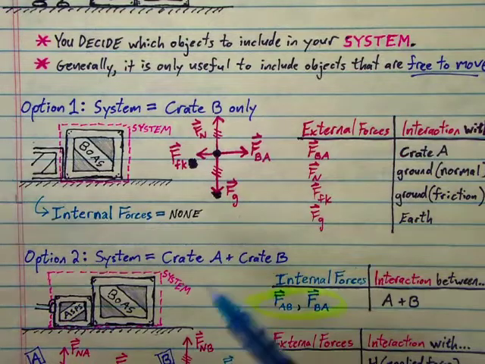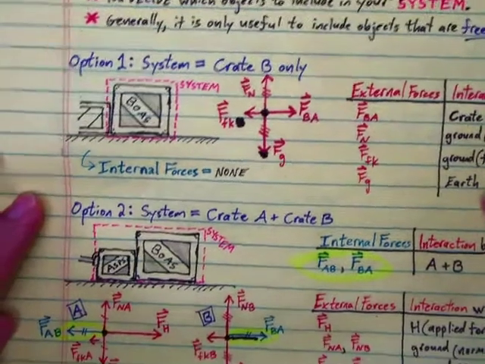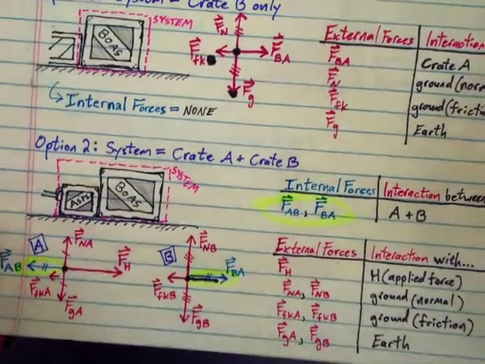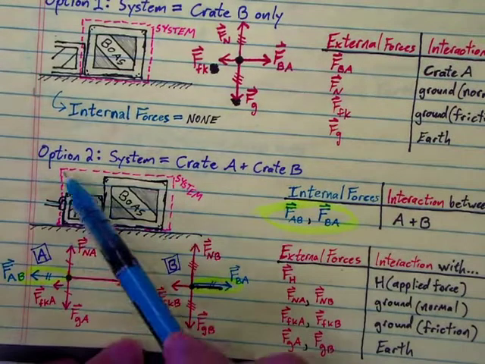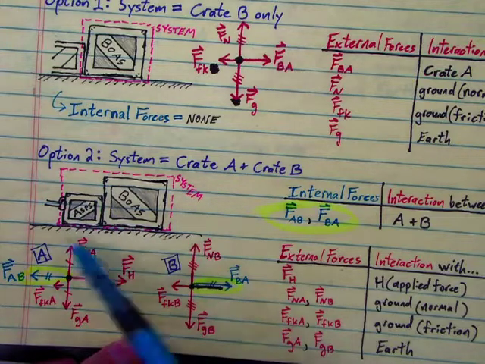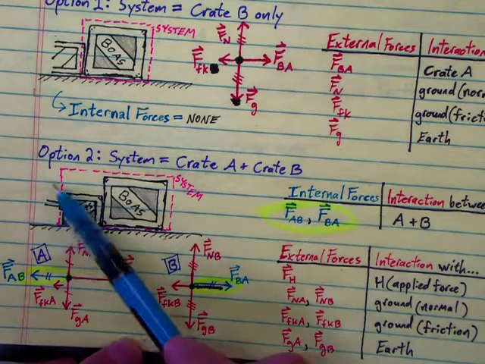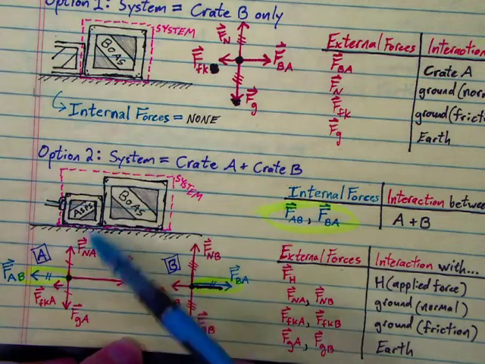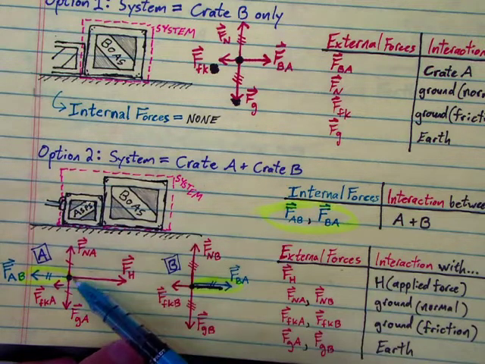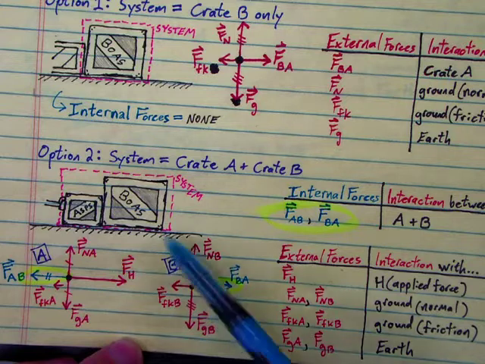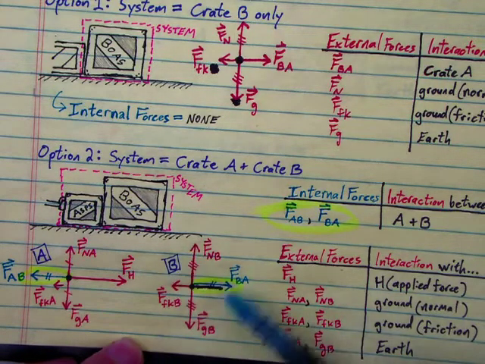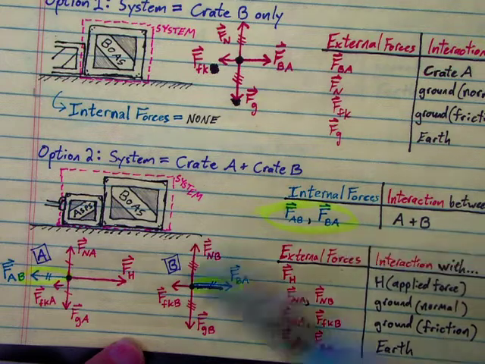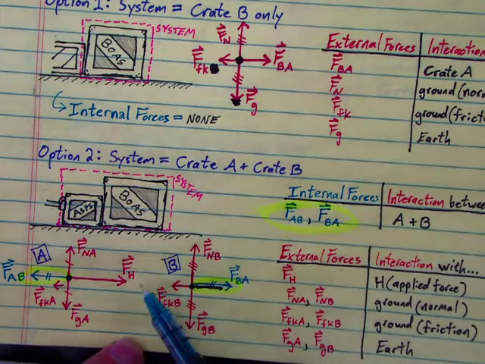Let's instead define our system to include both the crate of asps and the crate of boas. Okay, so now our dotted box includes both crates here, but still doesn't include the ground and doesn't include the herpetologist. In this case, we'll have 2 free-body diagrams, one for each object inside the system. So here's the FBD for the crate of asps, here's the FBD for the crate of boas. Draw in all the forces that are present, and then we're going to classify them into the internal and external forces. This time, we do have a pair of internal forces.